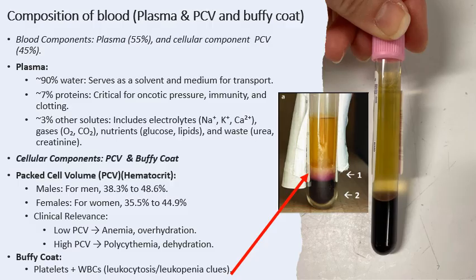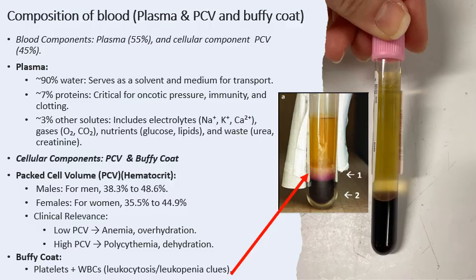The cellular component is composed mostly of the packed cell volume, which contains exclusively the RBCs. It occupies about 38% to 48% for males, and a little bit lower for females, 35% to 45%. The importance of these numbers and percentages is that they have some clinical relevance. If the packed cell volume is low, this means a low amount of RBCs, and this means that the patient has anemia or overhydration, a lot of water, so the packed cell volume occupies less than 45%.